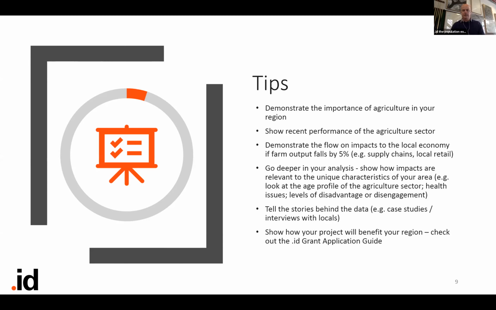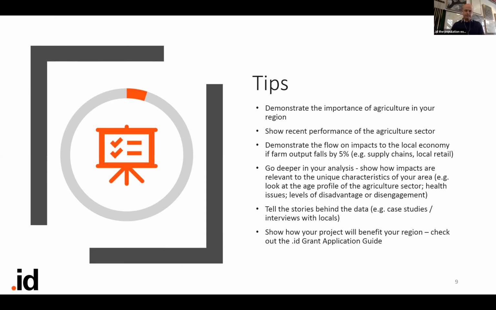The next tip is around demonstrating the flow-on impacts of that decline in the agricultural sector. If, say, farm output falls by 5%, or you've got anecdotal evidence that suggests that, yeah, while the impacts you haven't seen them at the moment, we think that over the next year, the region will start to feel that. So we can run a what-if analysis and look at the supply chain effects and the impacts on local retailing in your area.